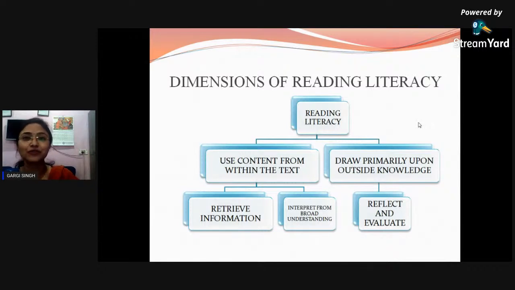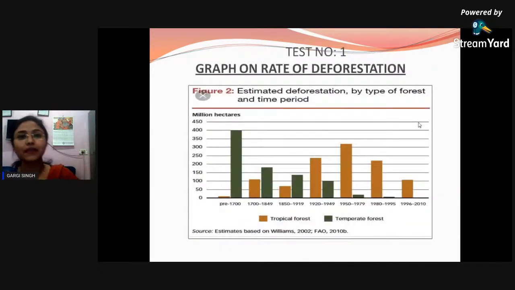Here are a few tasks I've got for you, and I hope you will be ready with your answers and make the session alive. The first task is a graph on the rate of deforestation. So you see this is a graph. I hope I'm audible. This is a graph on the rate of deforestation, estimated deforestation by type of forest and time period.